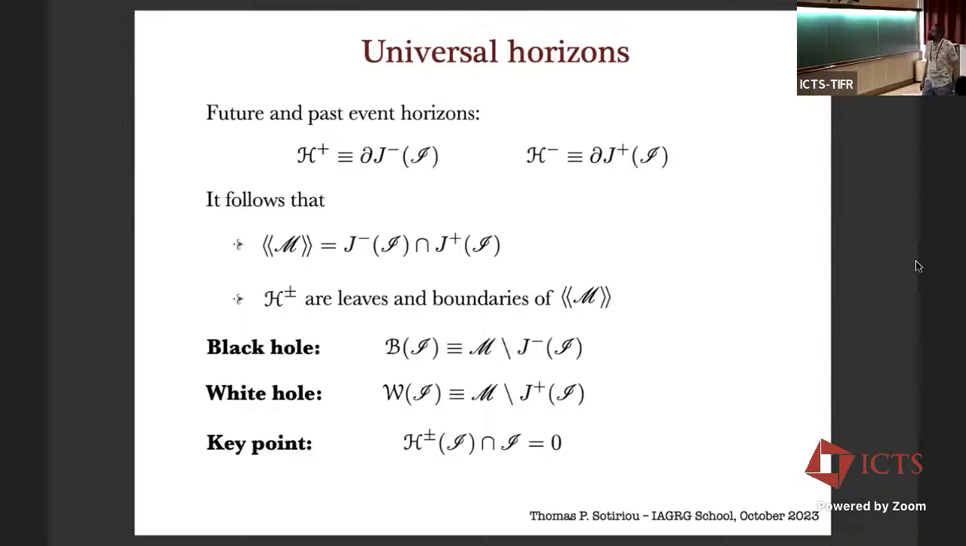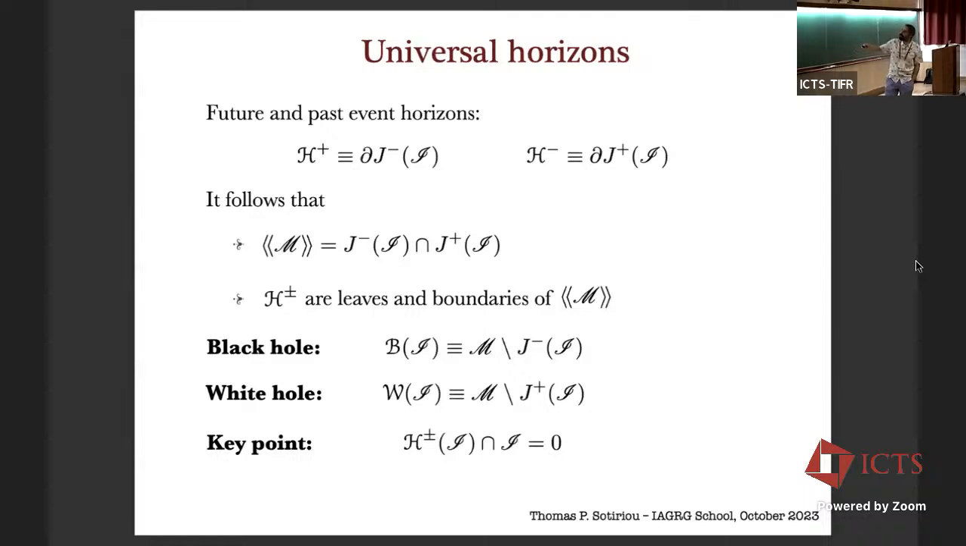And if I do that, then interestingly, all of the definitions that I had in general relativity hold. I can define the horizon, the future event horizon, or the future universal horizon as I call it here, as the boundary of the past of my scry, and I can define the past universal horizon as the boundary of the future of this scry, right? And the intersection of the two would be all of this M in brackets, which would effectively be the exterior.